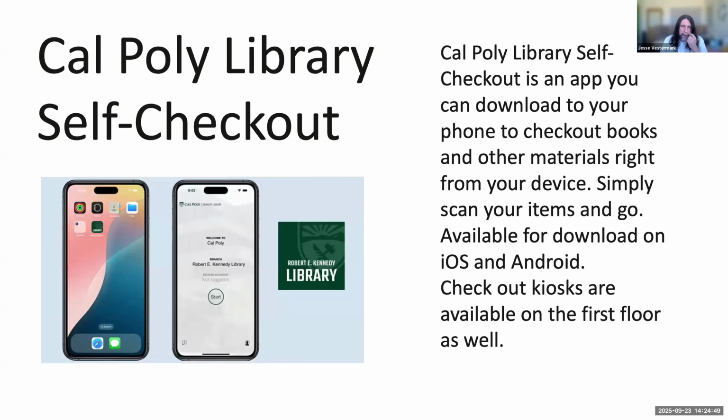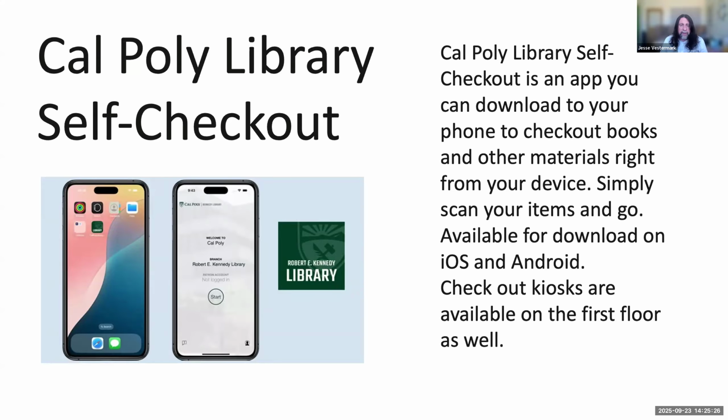Now, how do you check out a book? Well, if you're within proximity of Kennedy Library or within the library, all you need to do is download the Cal Poly Library self-checkout app anywhere you get your apps. So just search Cal Poly Library self-checkout. We also have a couple self-checkout stations in the building, but the app I've heard is actually even more seamless than the self-checkout stations. And again, it's geolocated to being near the library, so that you can self-checkout with that process.